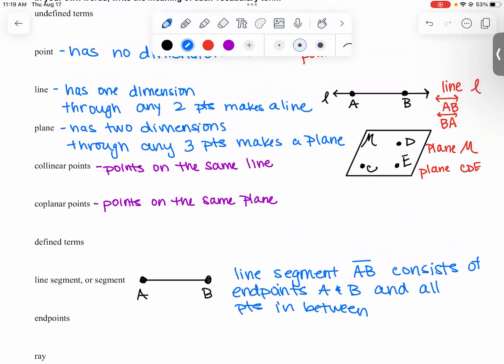So if you compare it to this line up here, this is line AB. But if we are talking about just this piece right here, this piece is line segment AB. Okay.